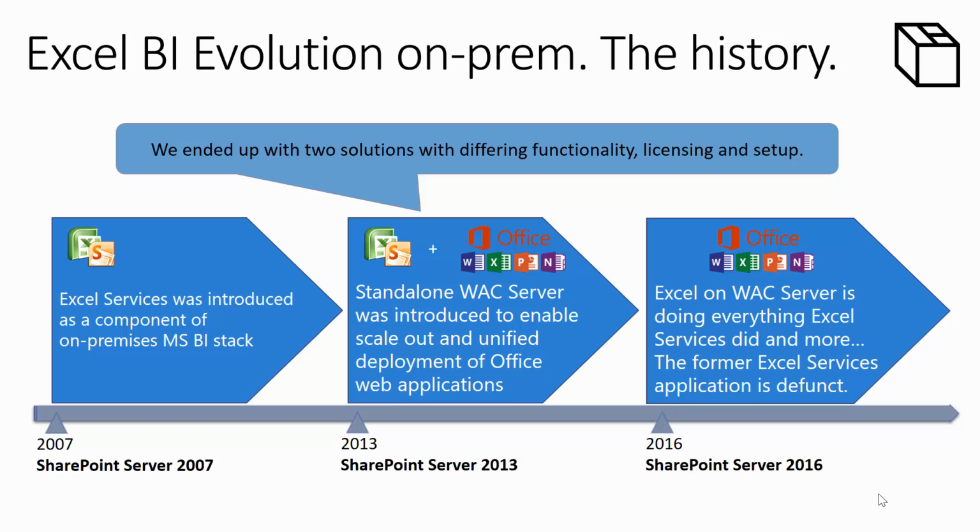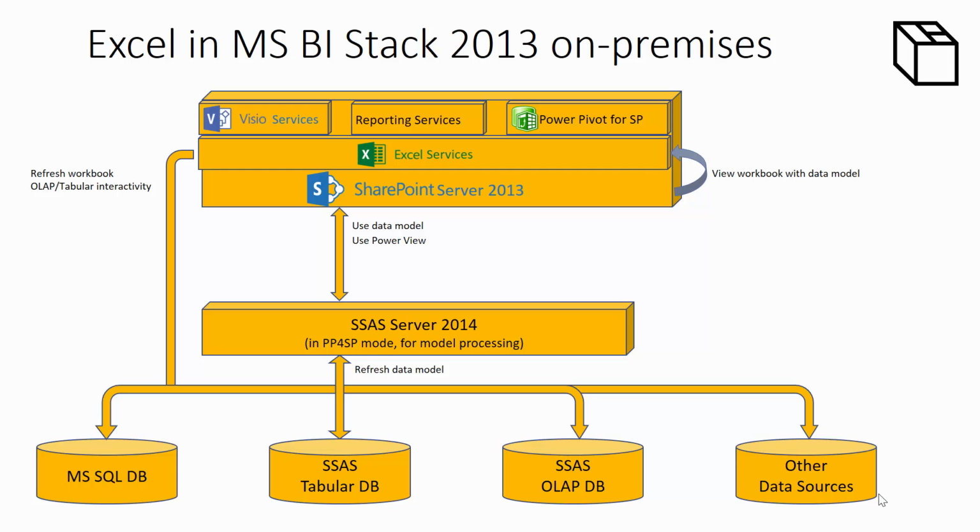Let's take a closer look at this transition so that you understand it better. But basically, the message here is that Excel Services application for SharePoint that was running on the SharePoint box got deprecated, while its capabilities remain available in the on-premises BI stack through the Office Web Application Server. What we will do is compare the previous version of the stack with the new 2016 version. Let's take a look at the 13 version first.